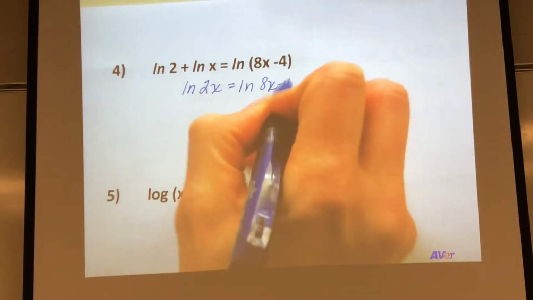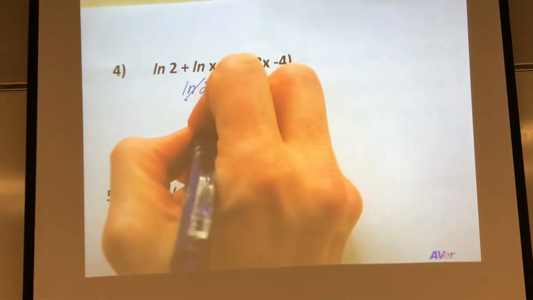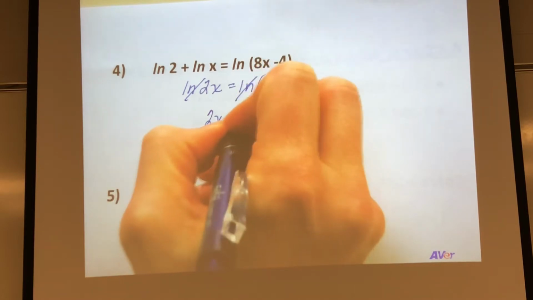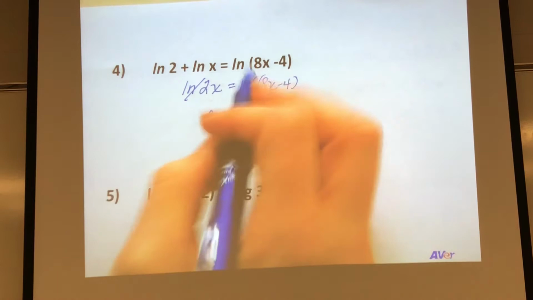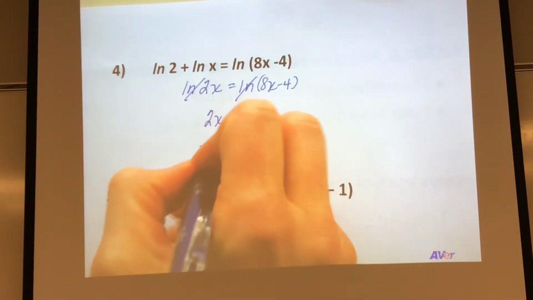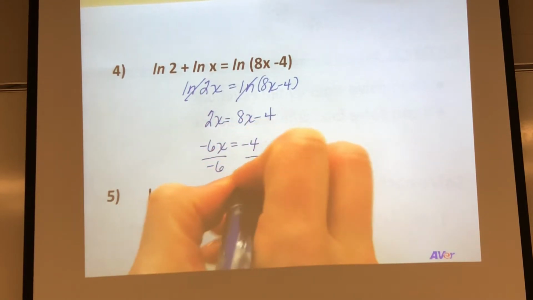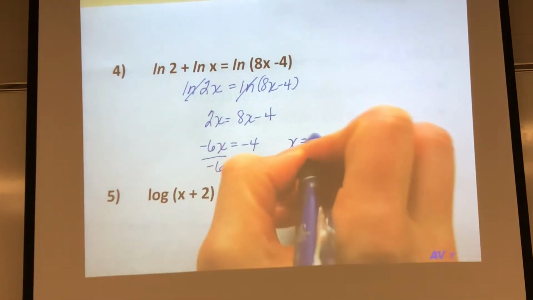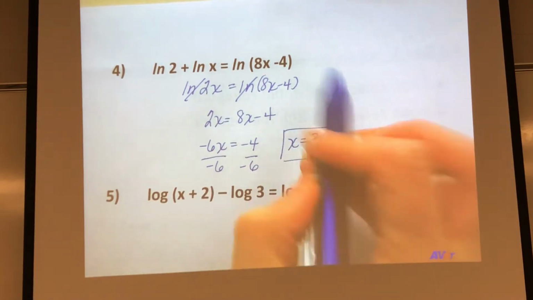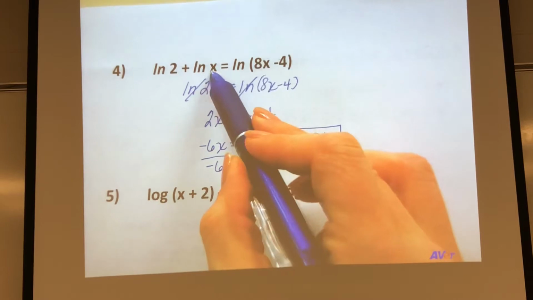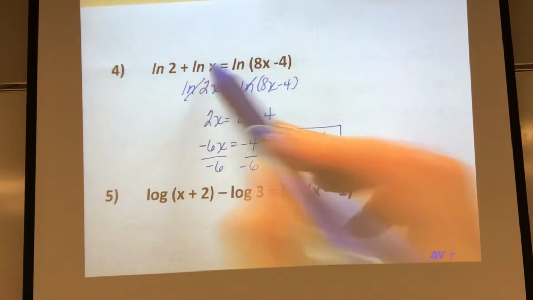Once we have done that, if you have a log on both sides, then you can just set your arguments equal to each other. 2x equals 8x minus 4. And solve a normal problem. So subtract 8x to get negative 6x. Divide by negative 6. And we end up with x equals a positive 2/3. Now, one thing you do want to check when you're solving is that your answer keeps your argument positive. Your answer doesn't have to be positive, but your argument in here has to be positive.